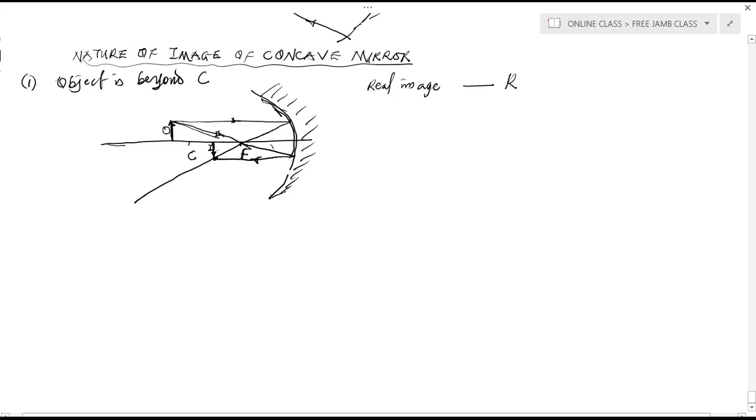We use R for that. Then the image is pointing downward. It means it is inverted, I. At the same time, it is smaller than the object. You say it is diminished. So we call this one, read.